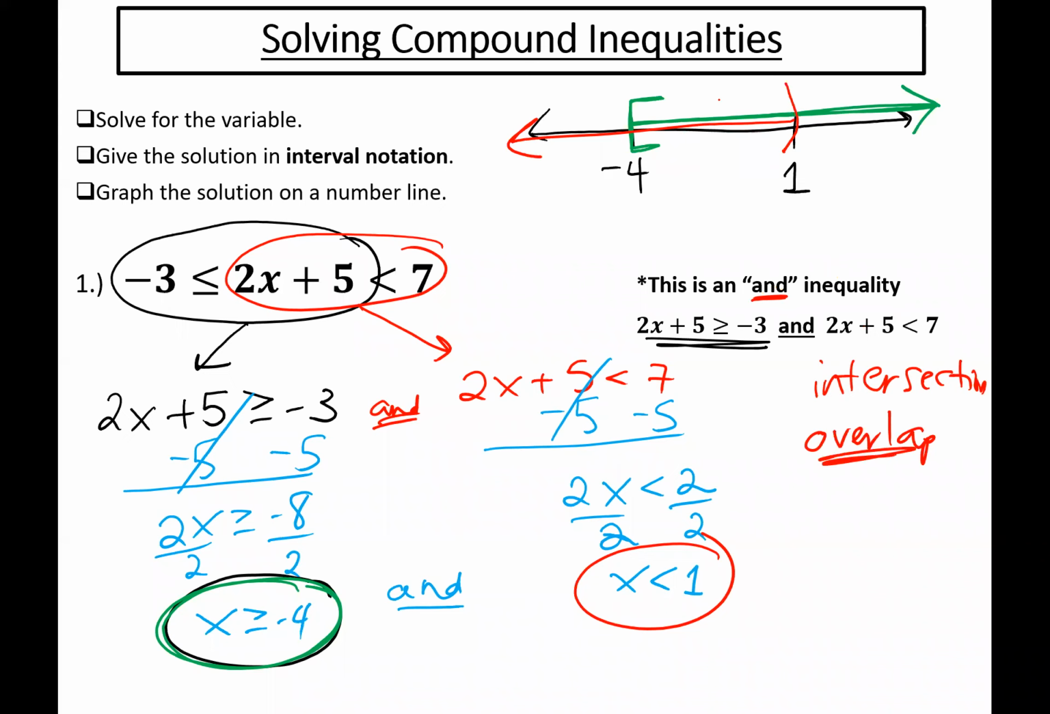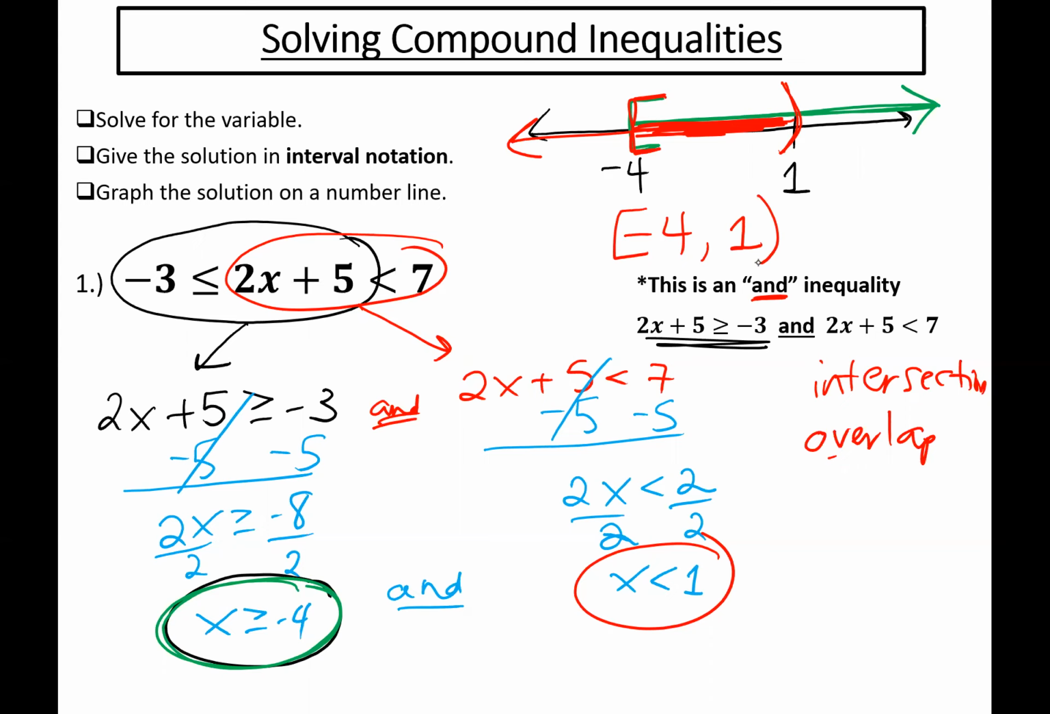So if you can see the number lines that we've just sketched, it's that in-between part that we need to include. So the square bracket on the -4 to the parentheses on the 1. That in-between part is the overlap. That is the true final solution, which brings us to our answer in interval notation. It would be square bracket, -4, comma 1, and then parentheses.